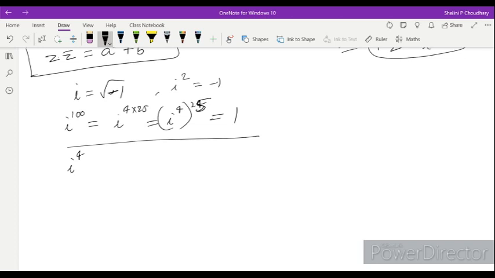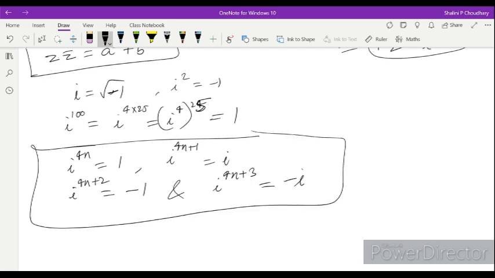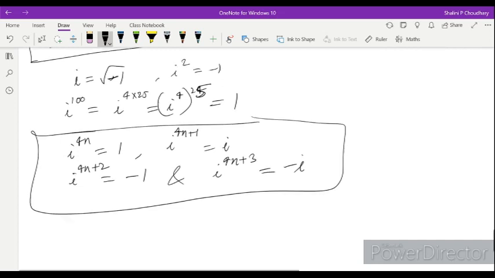Okay, so we can generalize this. i का power 4n है अगर, तो that will be 1. अगर i का power 4n plus 1 है, that will be i. i का power अगर 4n+2 है then it will be -1 and i का power if 4n+3 then it will be -i. Okay, so this generalization we should remember always. Then after that we can do division.